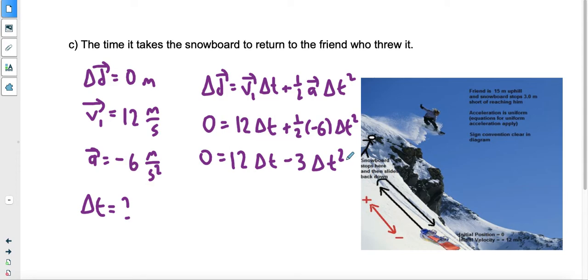Something you'll notice here is we can common factor this. We can common factor this equation to help us figure out the solution. So I'll notice, okay, 3 is a common factor because 3 goes into both 3 and 12. Delta t is also a common factor because delta t goes into both delta t and delta t squared. So we're just going to common factor that out.